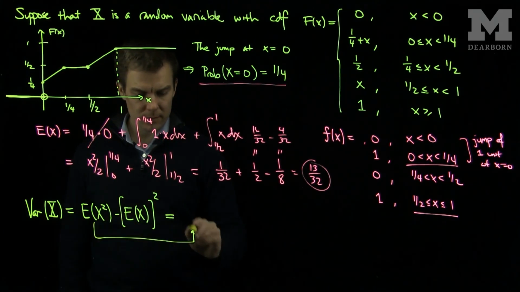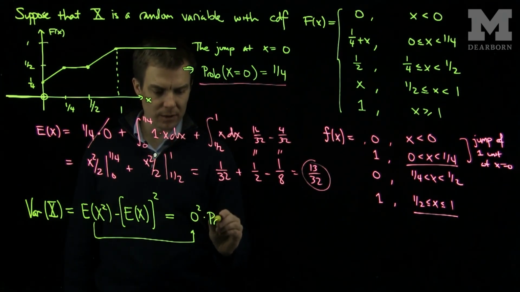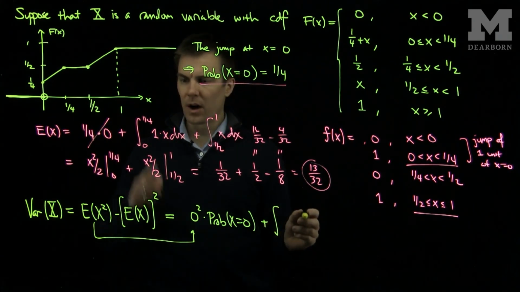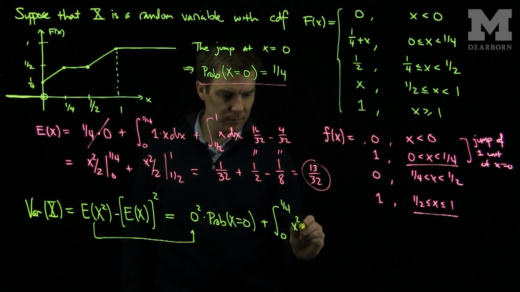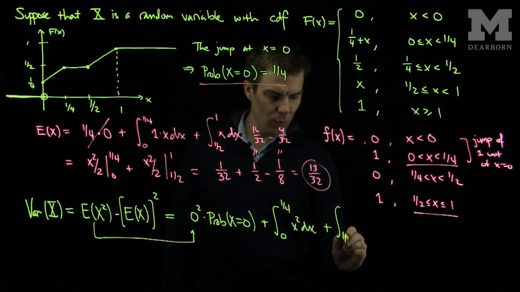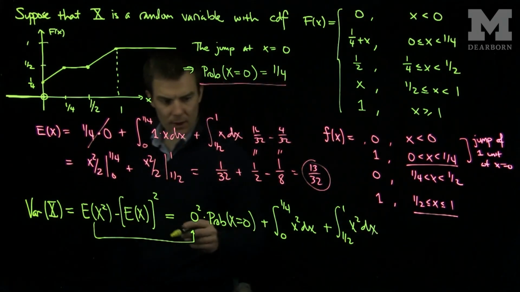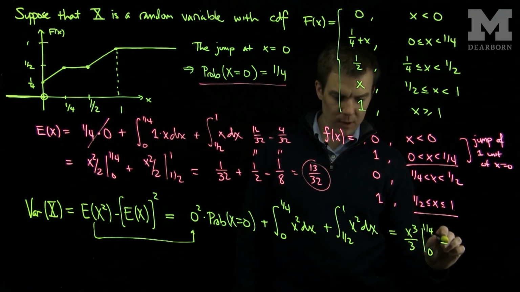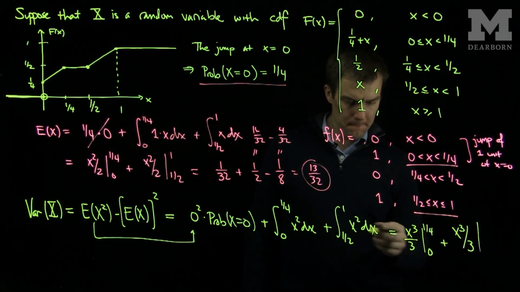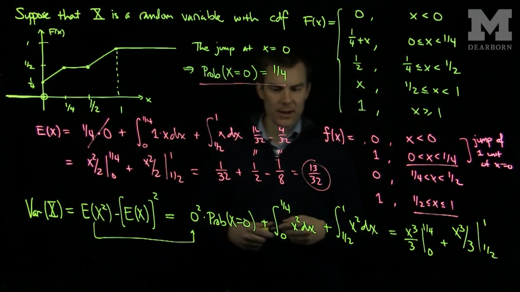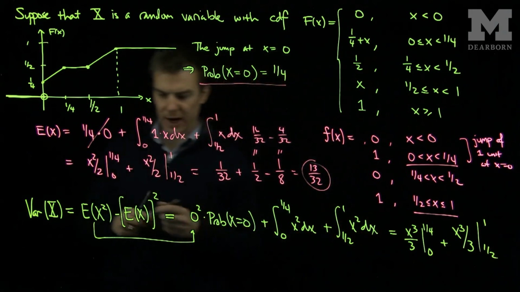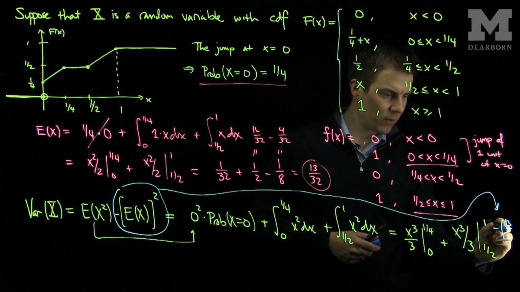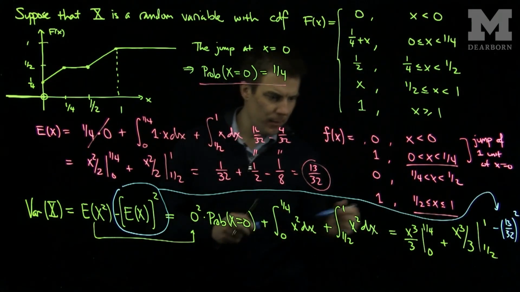So the expected value of x squared will be 0 squared times the probability that x is equal to 0, which again will give me 0, plus the integral from 0 to 1/4 of x squared dx, plus the integral from 1/2 to 1 of x squared dx. So this will give us an x cubed over 3 from 0 to 1/4, plus x cubed over 3 from 1/2 to 1. And from this, we also need to subtract off minus 13 over 32 quantity squared. And that will go over here as well.